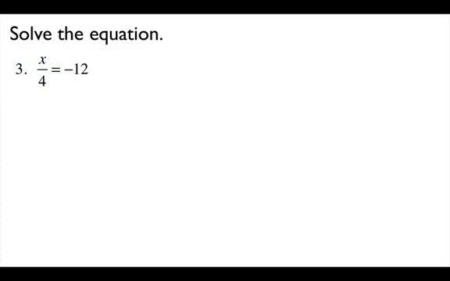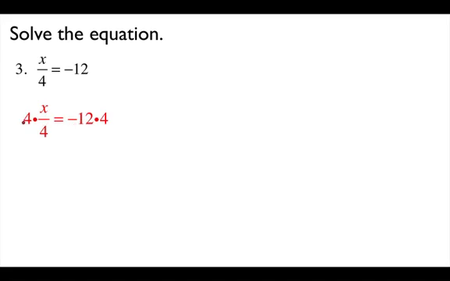So here's number 3: x over 4 equals negative 12. You can also read it as x divided by 4 equals negative 12. So what I need to do is the opposite of what the book did. In this case they're dividing, so I am going to multiply by whatever they divided. They divided by 4, so I'm going to multiply both sides by 4. I'm doing the opposite of what they did.